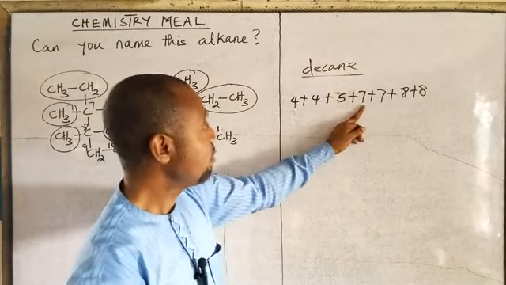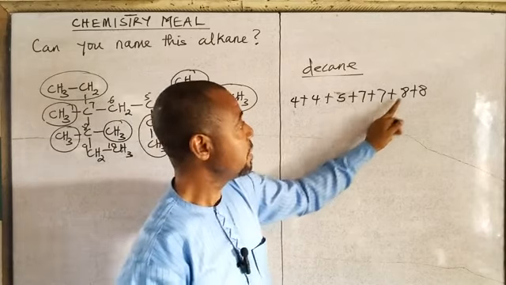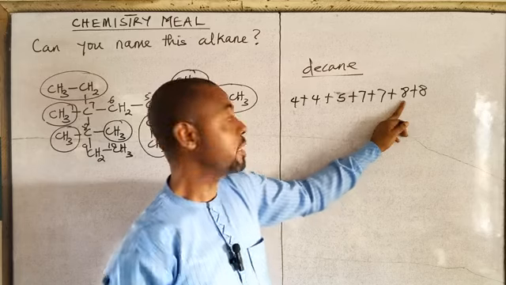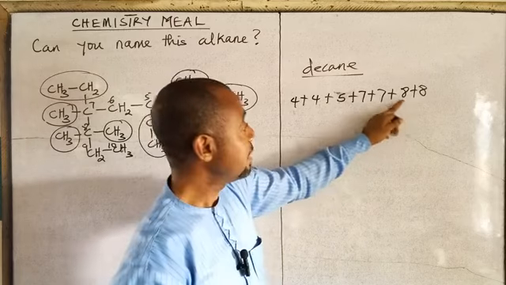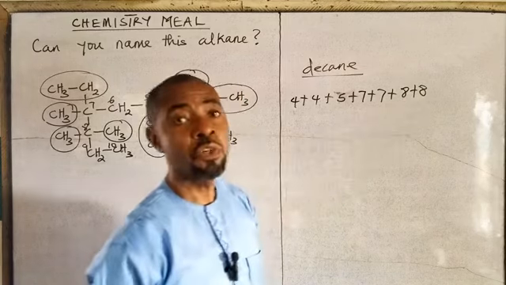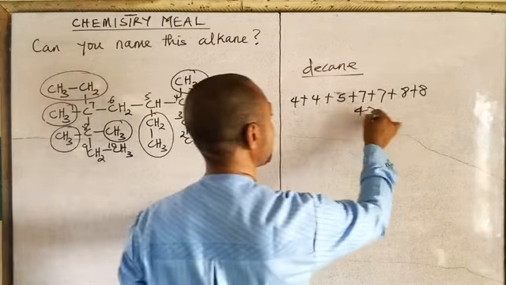13 plus 7 will give us what? 20. 27 plus 8 will actually give us what? 35. And 35 plus 8 will give us 43. So the total here gave us 43.